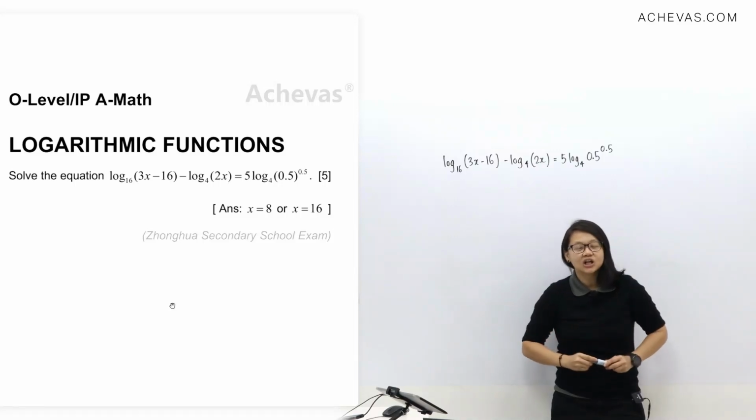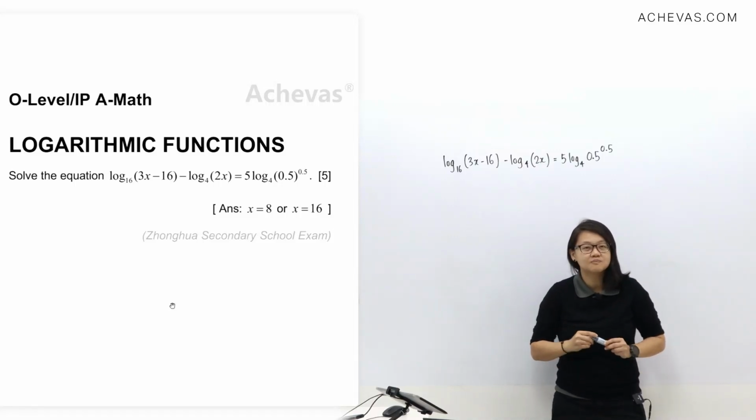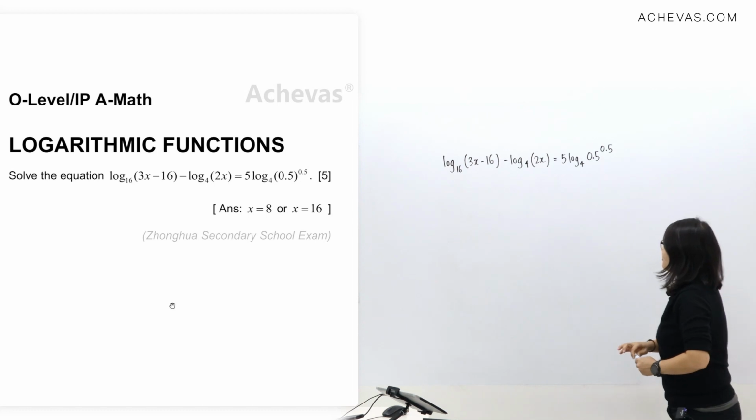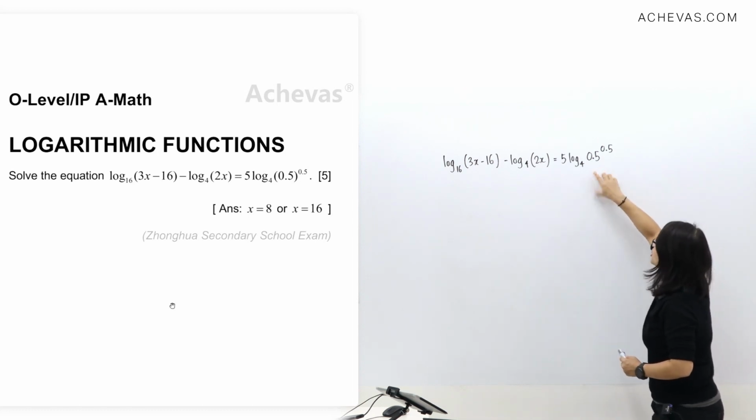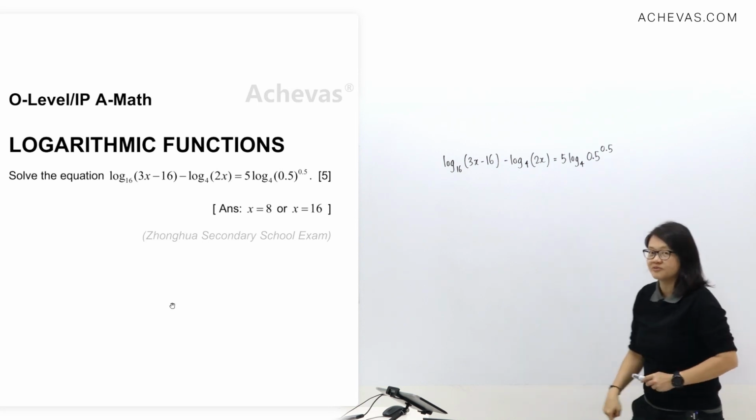Now let's take a look at a logarithmic equation here from Zhonghua Secondary. At first look, I understand your feeling, okay? This one might look a bit scary to you. That's 0.5 raised to power 0.5.